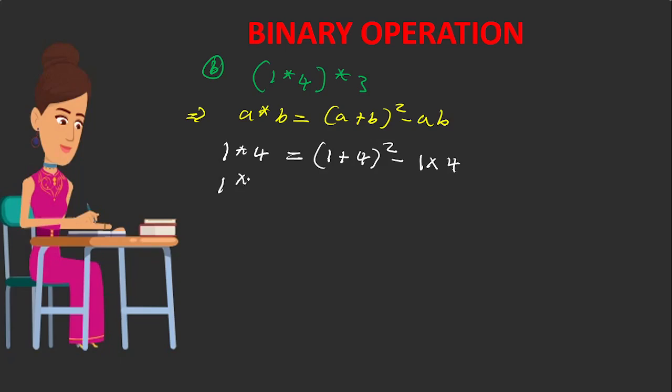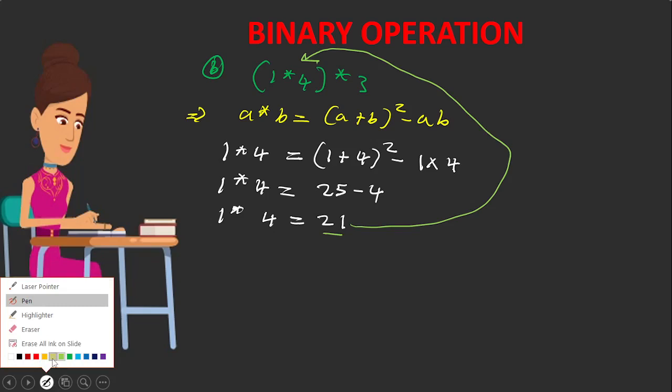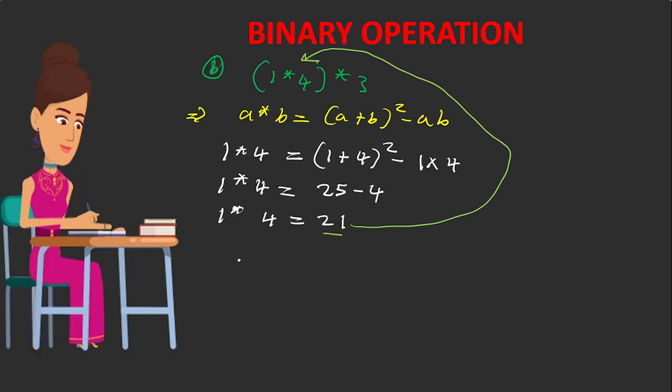That means 1 star 4 is simply equal to 5 squared, which is 25, minus 4. So 1 star 4 is simply equal to 21. This is the first part. This 1 star 4 has been found to be 21, meaning this 21 will now replace that particular part, 1 star 4. We are now going into the next part, where we replace it there.